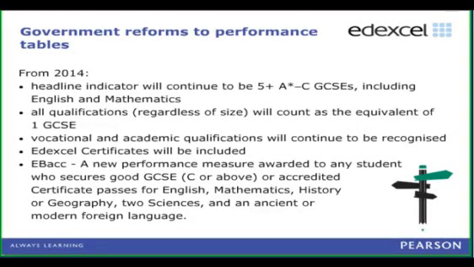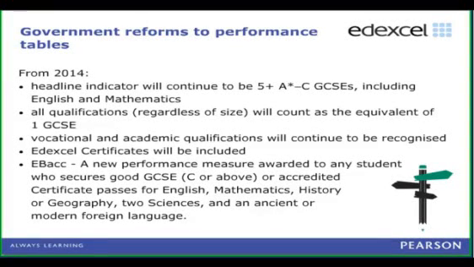Reforms to performance tables at the moment. There's not a great deal of change, but there's a lot of discussion about it. The headline indicator continues to be 5 A-star to C GCSEs, including English and Maths, and all qualifications, regardless of size, will count as the equivalent of 1 GCSE. So that's affecting some of the vocational qualifications. The GCSE statistics will still count within the other A-star to C results, but it doesn't serve as a substitute for mathematics. That would have to be done separately.